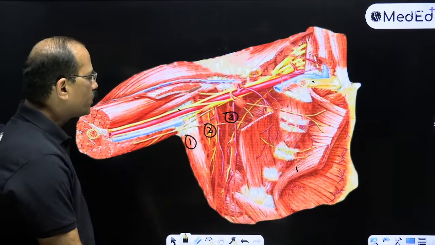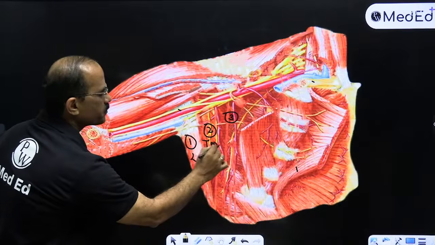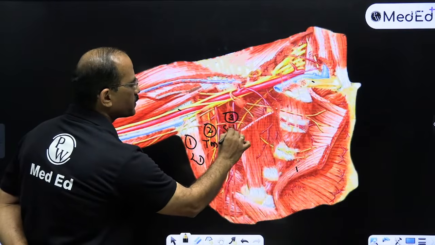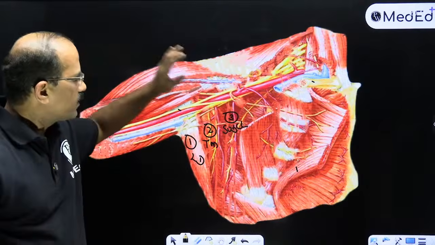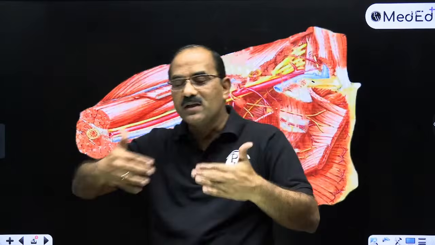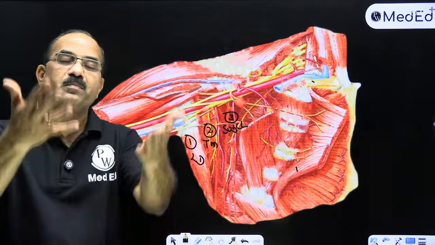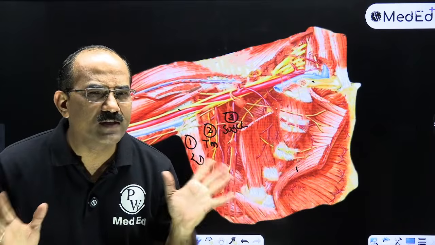Who is number 1? Latissimus dorsi. Who is number 2? Teres major. And who is number 3? Subclavius. So subclavius, teres major and latissimus dorsi, what will they form, children? They will form the posterior wall of axilla. Understand? Are you able to follow this?